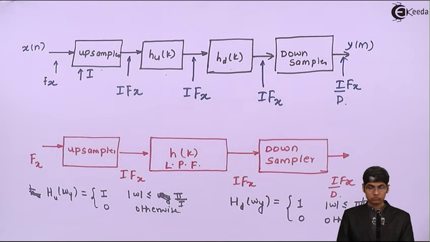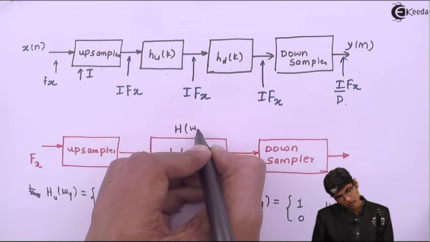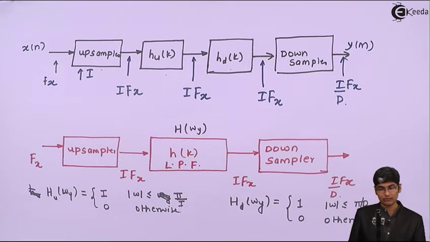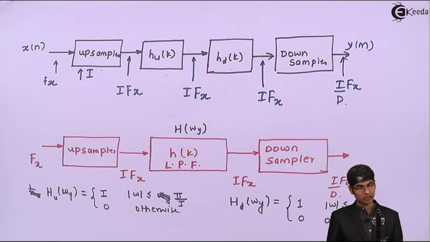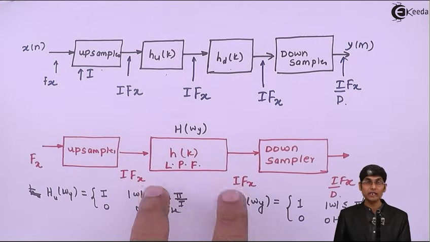Okay, so now I have to combine and give the combined characteristics of h of k, or let's say h of omega y. I have to find what the characteristics should be when I combine HU of k and HD of k and give one h of k. So what should be the characteristics of this combined filter?